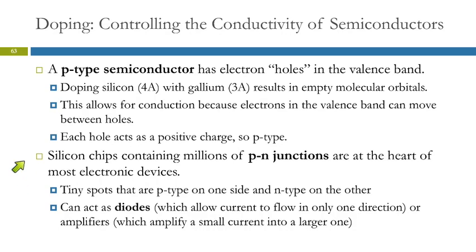So silicon chips have millions of p-n junctions. And these are at the heart of most electronic devices. Without silicon chips, we wouldn't have the iPad or this screen or just all kinds of stuff we wouldn't have. The p-n junctions are tiny spots that are p-type on one side and n-type on the other. And you can make all kinds of cool stuff out of these. They can act as diodes. A diode is something that allows current to flow in one direction only.